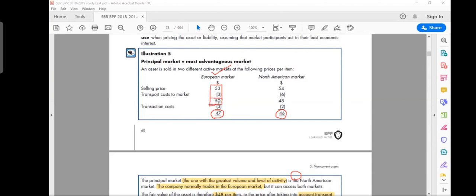For valuation purposes, you will deduct both of them in the most advantageous market, the transaction cost and the transportation cost. This one is given higher, so it means that this is going to be the most advantageous market. And then within the most advantageous market, you say 53 is the selling price and 3 is my transportation, you deduct it and it becomes 50. And 50 will be treated as the fair value in the absence of the principal market. But if you consider that the North American market is the principal market, then you will say 54 minus 6, 48. Okay, this is one simple example.